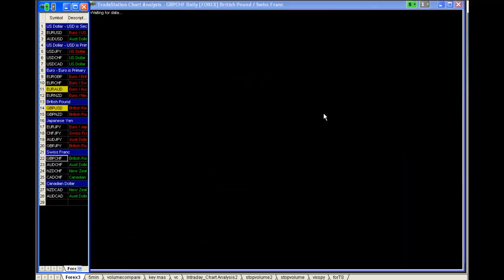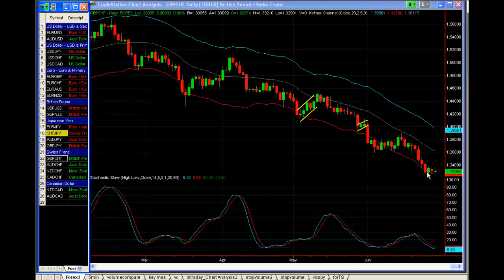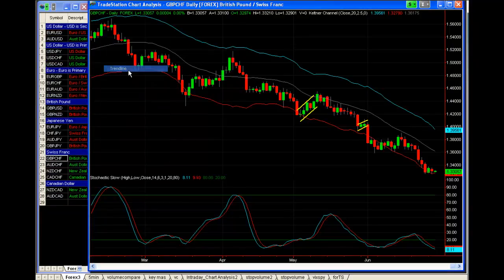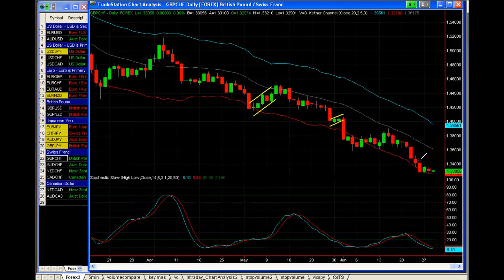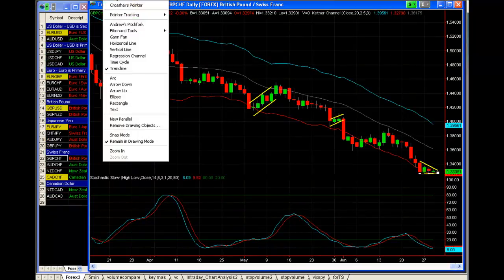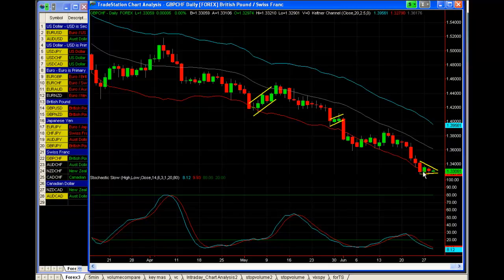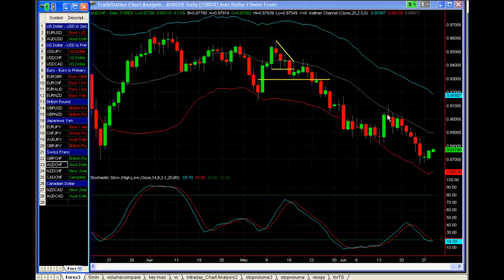Here's the pound Swiss. Okay, hanging out right at the lower Keltner channel. This isn't a bad one to watch, but it's tough to set these up as swings, because you have this little pattern here. So if it were to break out above this, you just have to manage it real tight, and that's not what this video is. This video is more of a swing video. But if you are a day trader or an intraday trader, watch this one here, because this one could provide a nice opportunity.